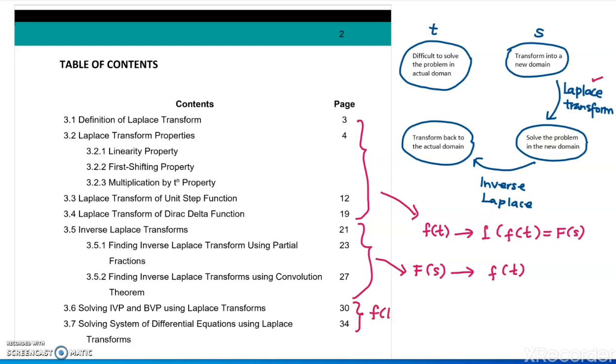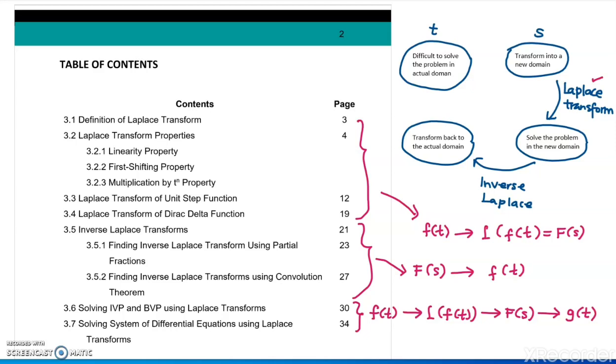You will start with f(t). You are given the problem in terms of domain T, then you perform the Laplace transform on f(t). Here you will get the solution in terms of F(s), and then you perform the inverse Laplace transform to transform the solution back into the actual domain. Finally, you get your solution. I let g(t) be the solution in terms of t. That's what you are going to do in the third part of this chapter.